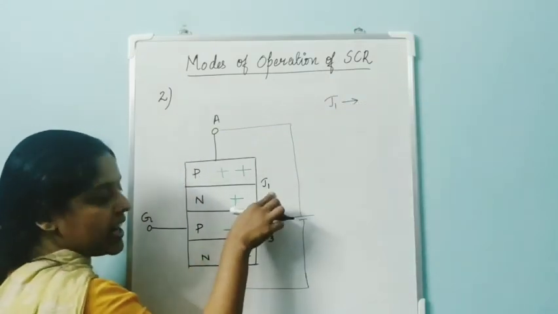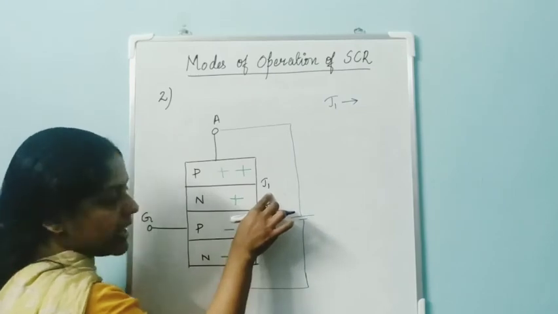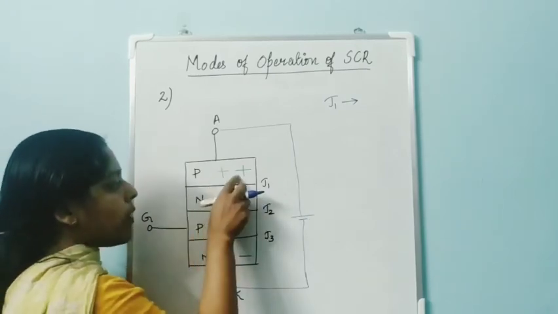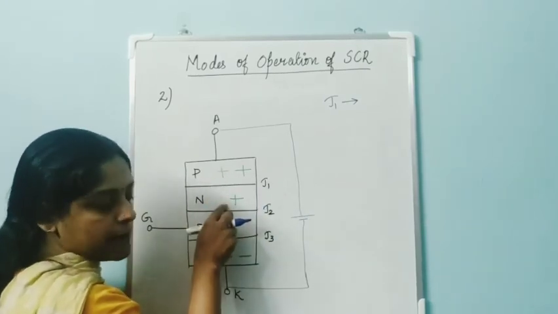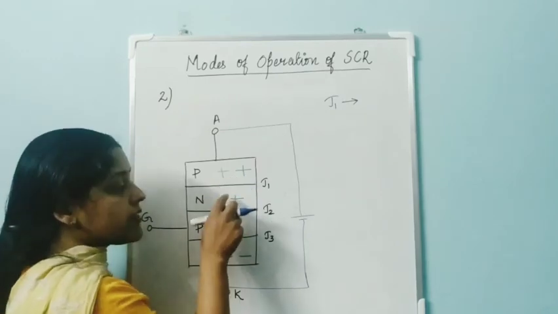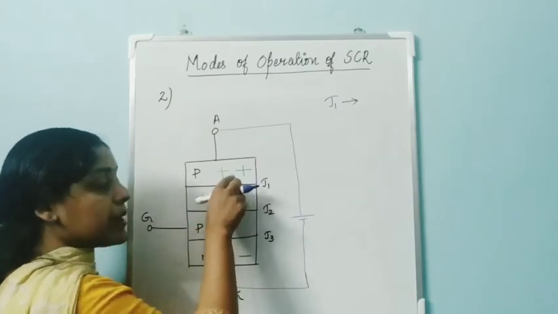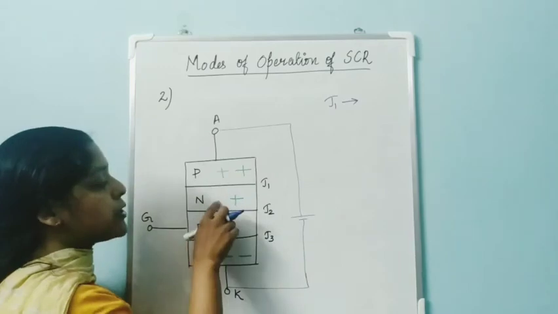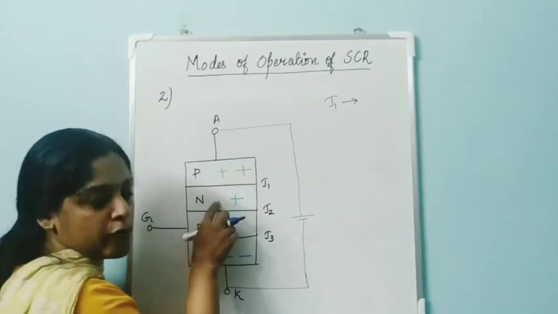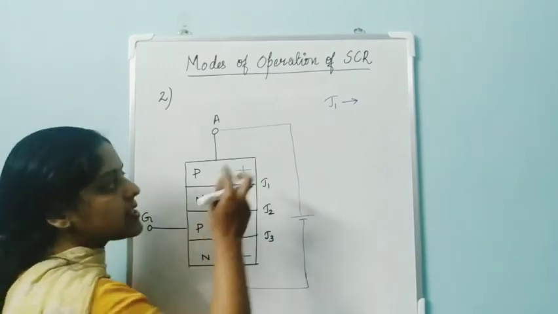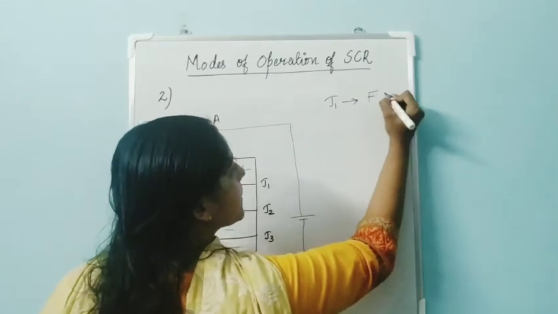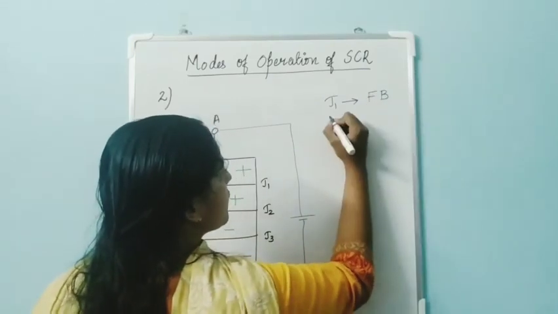Junction J1. While analyzing junction J1, I can say that P is positive, N is also positive, but P is more positive compared to N. That means the P region is more positive compared to the N region. So what type of biasing? Yes, forward biasing. So junction J1 is forward biased.